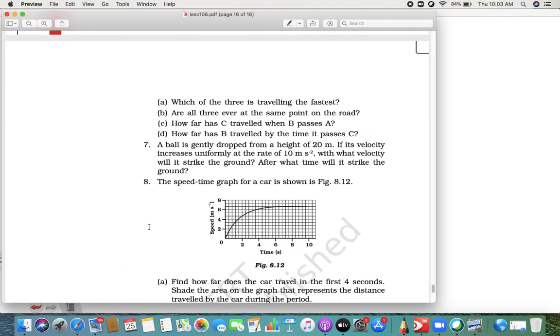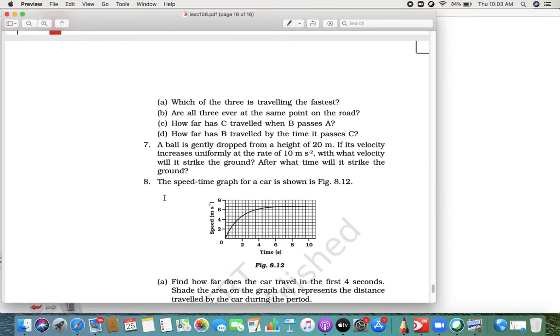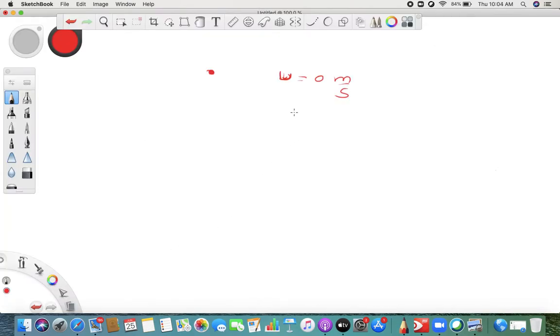A ball is gently dropped. Drop means what? The person is holding. So initial velocity u is equal to 0 meter per second. Understand this thing. When you are holding something and when you drop, the initial velocity is 0. Second thing, the height is 20. So basically s is 20 meter because that is the distance traveled by the ball. Acceleration is given as 10 meter per second square.